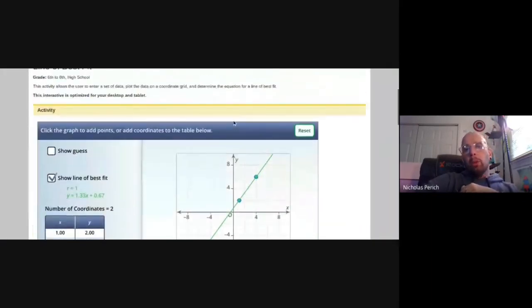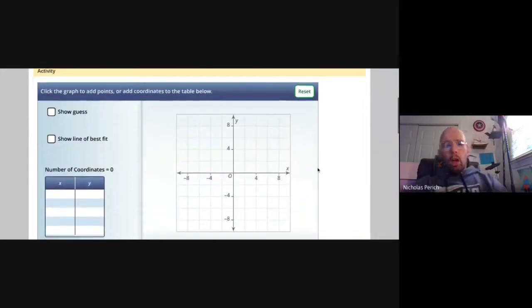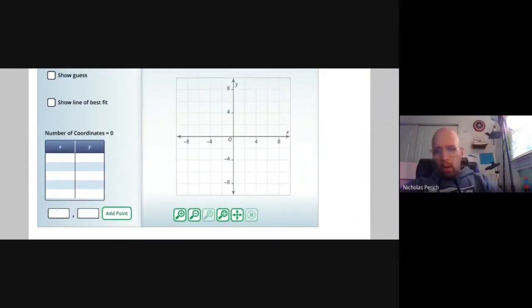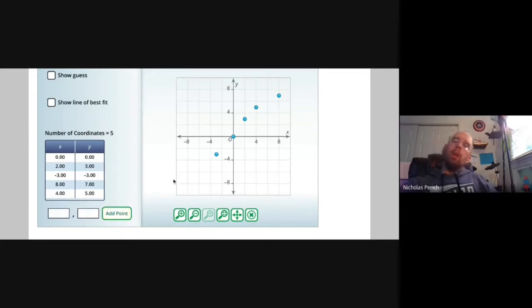all right, and I'm just going to put in random points. Let me reset it. Random points. How about 0, 0, 1, up to 3, negative 3, negative 3. What else is a good one? 8, 7, 4, 5. See how these dots that I just put in here?